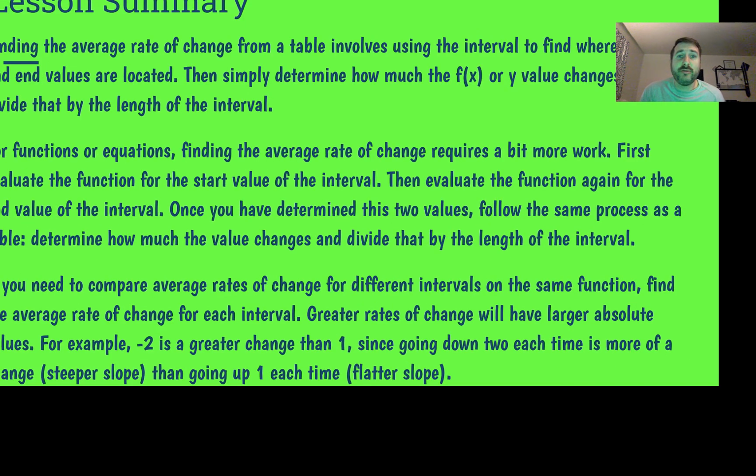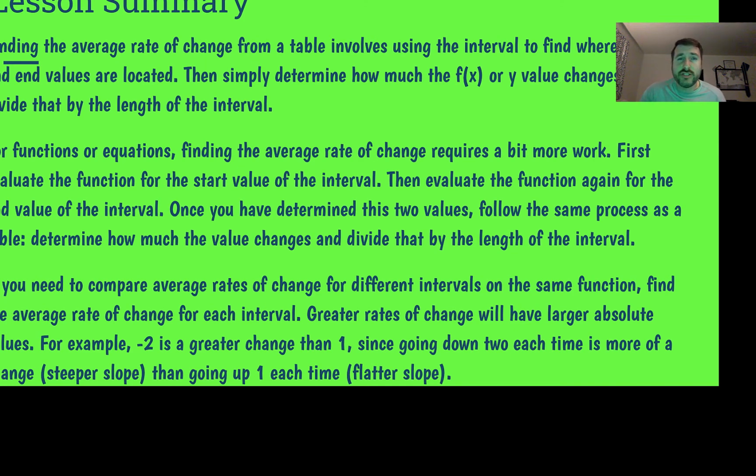In this lesson, we learned about finding the average rate of change from a table and from expressions. In a table, it involves using the interval to find where the start and end values are located. They should already be there. Then just determine how much the f of x or y value changes, and then divide that by the length of the interval. That will give you your average rate of change.